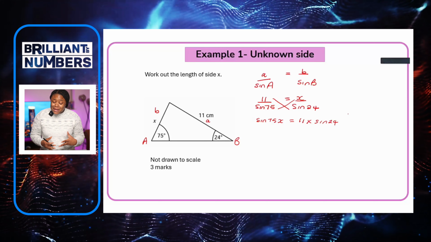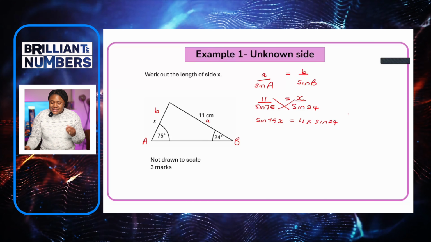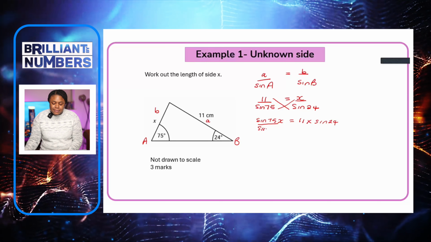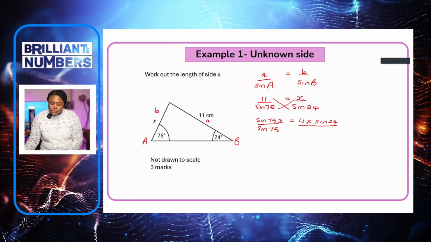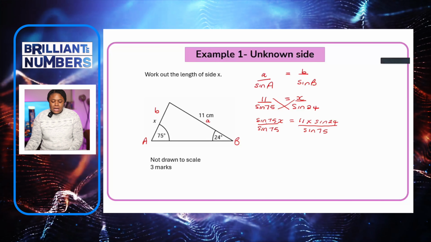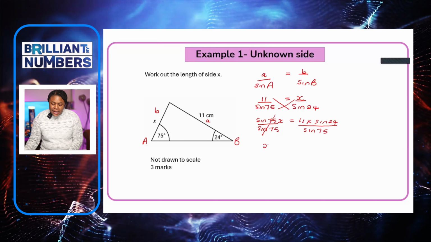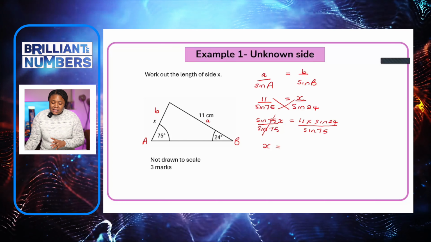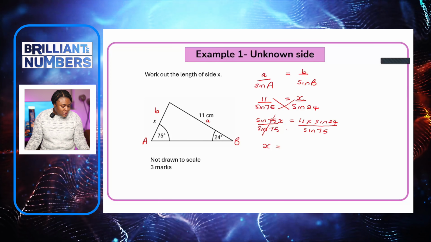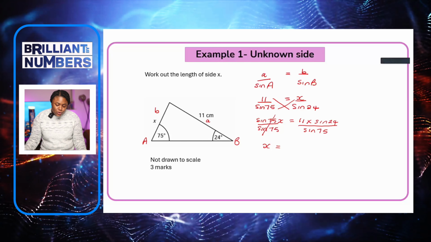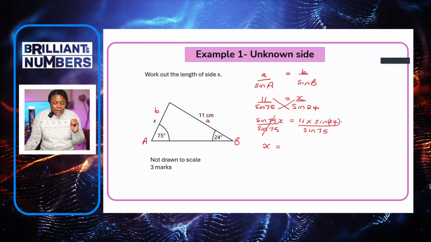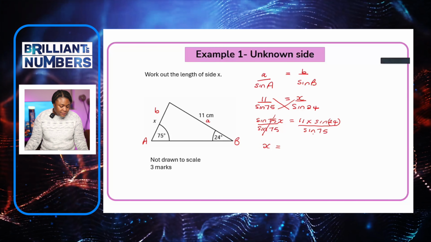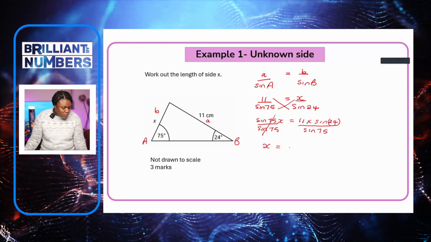Beautiful. So next step, because we want to make x the subject, we need to divide both sides by the coefficient of x. So we're going to divide both sides by sine 75. Now this will cancel out and leave us with x as the subject. All we need to do at this point is to put this value just as it is in our calculator. So we're going to do 11 times sine 24. Good practice is to put 24 in brackets and then divide by sine 75. Now we're going to give our answer to 2 decimal places.